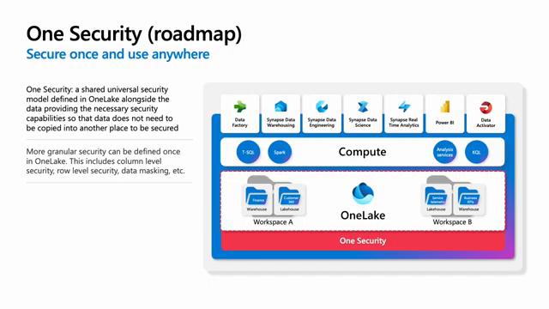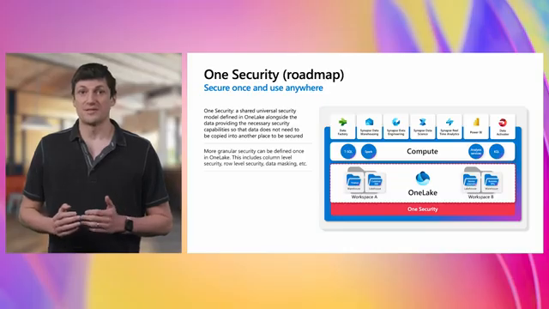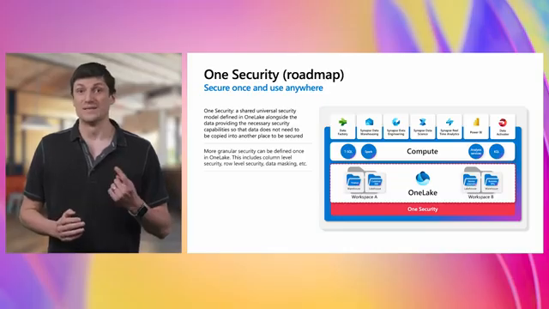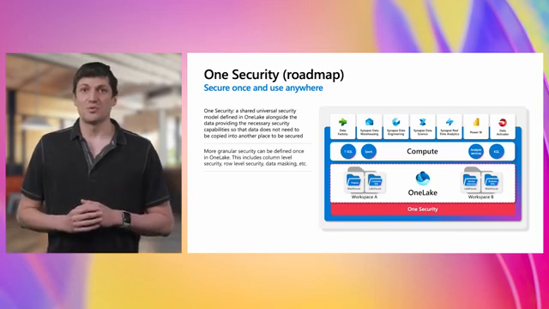Security will live with the data rather than living downstream in the serving or presentation layers. To do this, OneLake will need to provide the necessary security features at the lake itself to support a wide range of analytic scenarios. More granular data security can be defined on a data item once in OneLake. This will include table, column, and row level security.